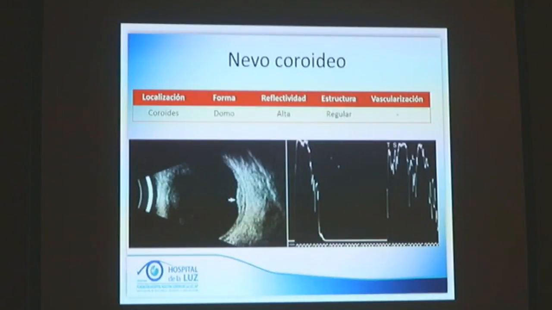Los nevus coroideos son lesiones benignas a nivel del polo posterior, donde podemos encontrar lesiones bien conformadas o lesiones elevadas, no mayores a 2 milímetros de la pared posterior, con una reflectividad alta, y por lo general suelen ser periféricas.